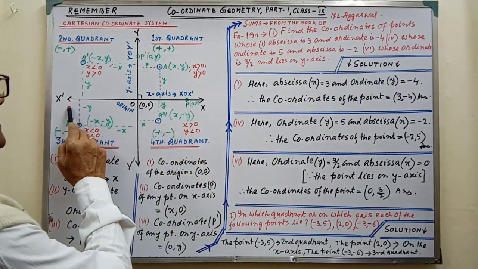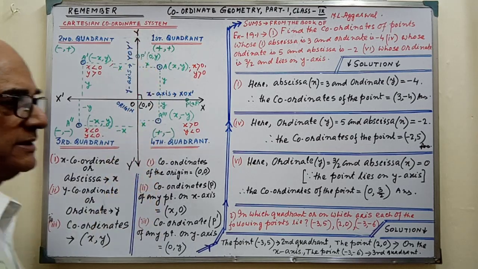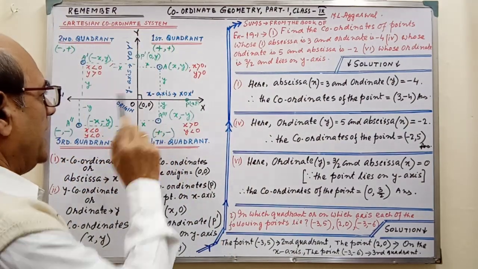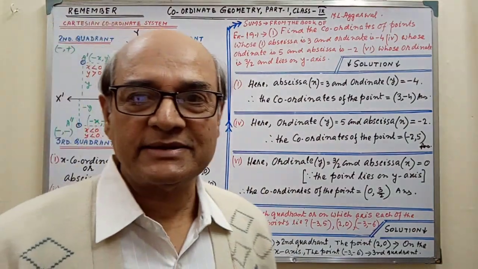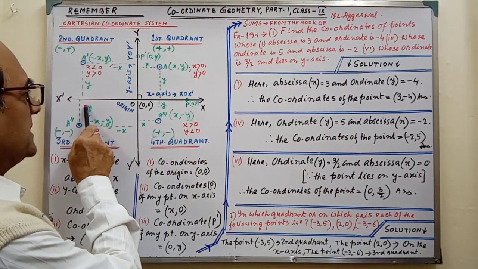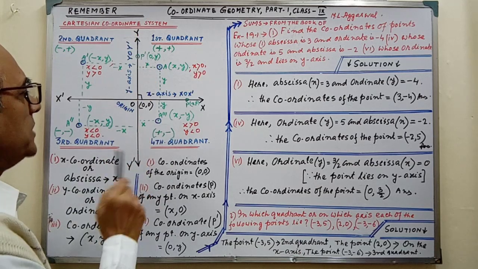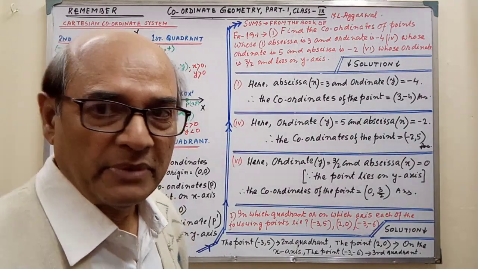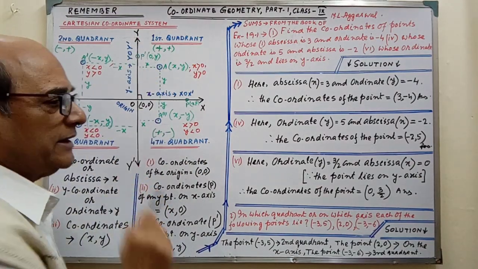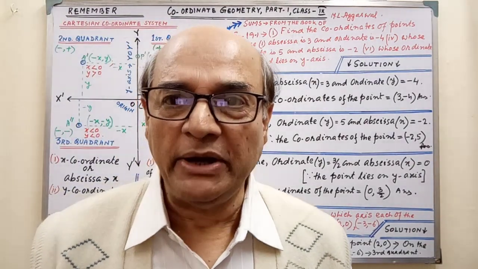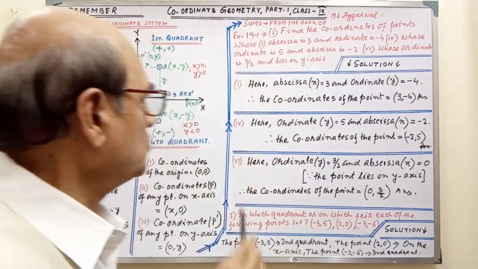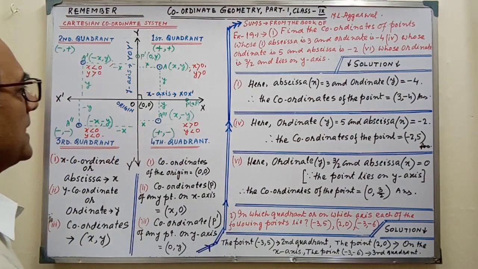X, O, X dash and Y, O, Y dash. These two straight lines perpendicularly intersect at O. O is known as origin. This line XOX dash is known as X axis and this line is known as Y axis. You must remember to put an arrow sign on either side, otherwise it will be the segment of a straight line, but XOX dash is a straight line. This is why this arrow is a must.